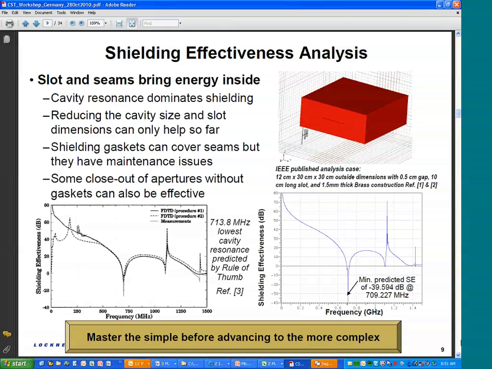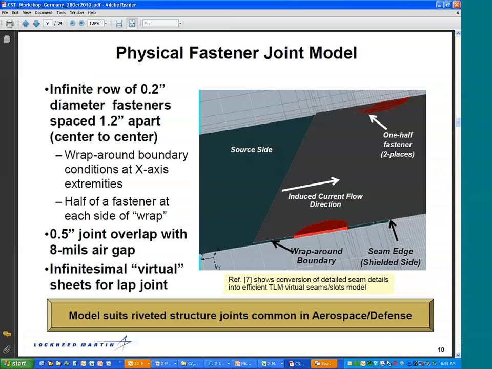Let me understand that I'm using the tools properly and developing effective models for something that is already well solved, simulated, and perhaps even tested, as in this example. So it's important to master the simple before you move on to building your complex model. You can take these bits and pieces, different seams, joints and apertures, and then be comfortable developing your overall system model.